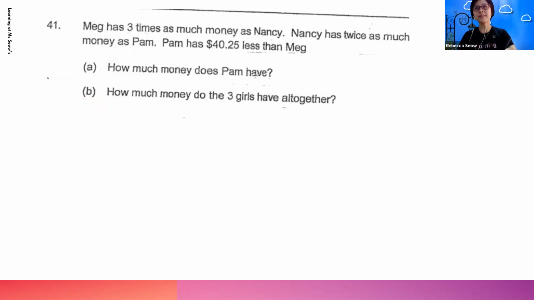So this is question 41. Meg has 3 times as much money as Nancy. Nancy has twice as much money as Pam. So there are three people here. Pam has $40.25 less than Meg. How much money does Pam have, and how much money do the 3 girls have all together?